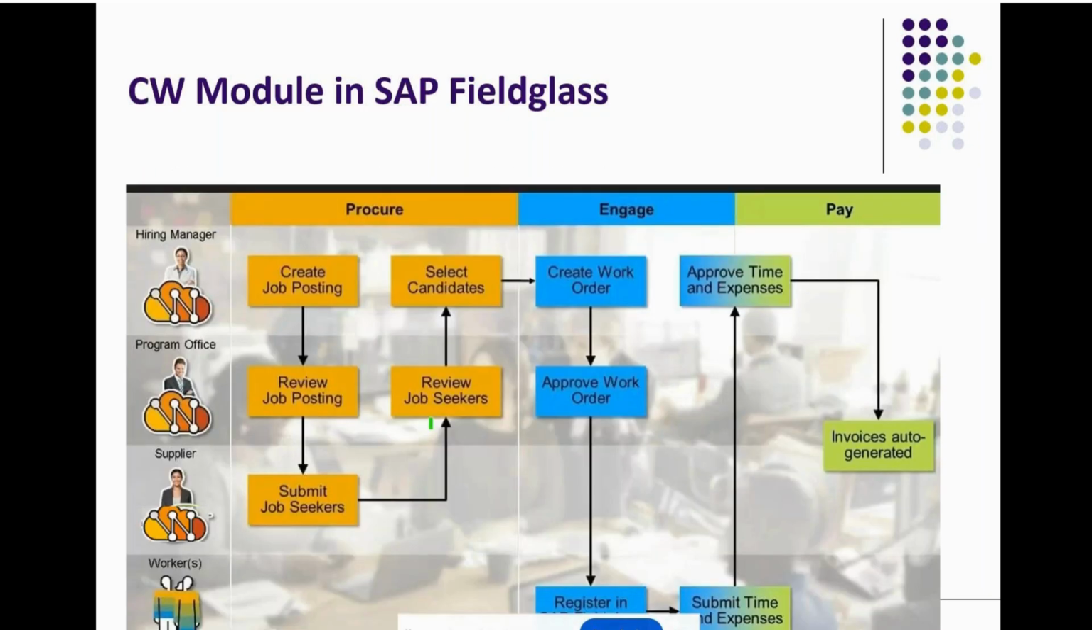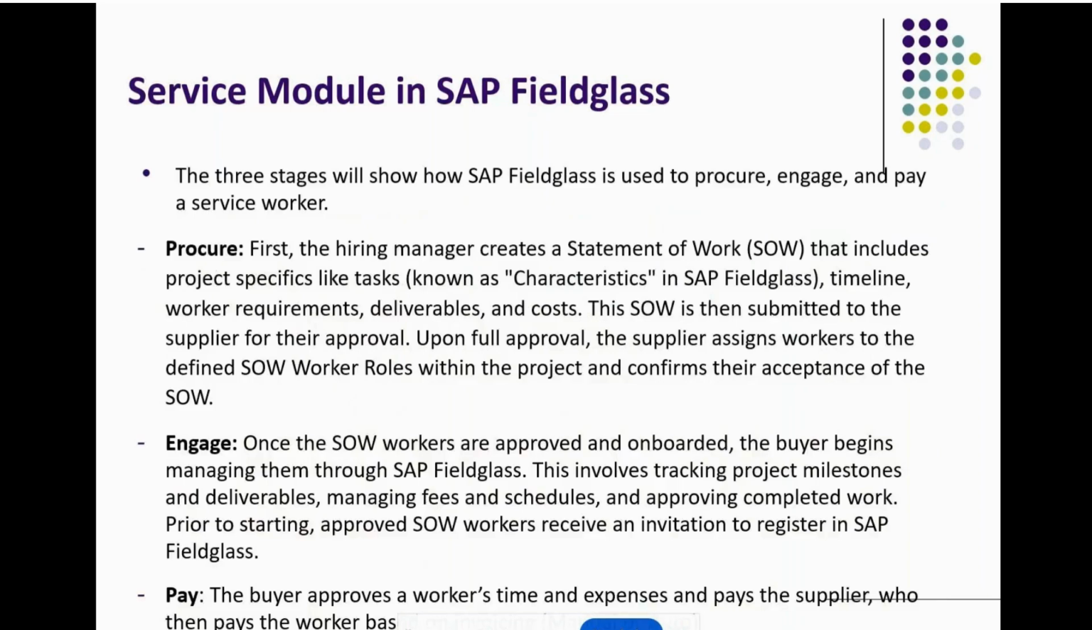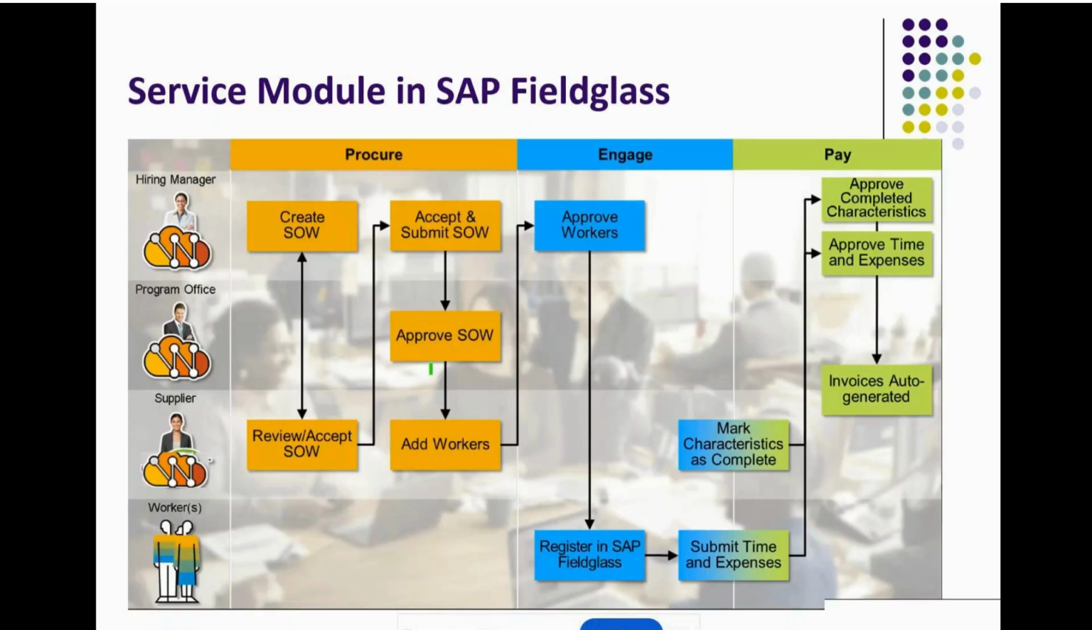If you see the CW model, there will be creation of a job posting and all, so we require procure, engage, and pay. Similarly for SOW, we need the creation of the SOW first in procure, engage, and pay. But in PW, we do not require anything. We can go directly, and I'll show you the system in upcoming sessions. It's the simplest way to create the profile worker model. There are not many fields to submit. We can just create it directly.